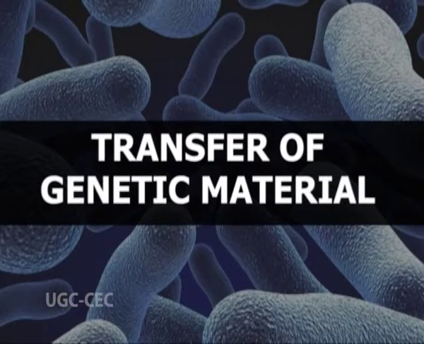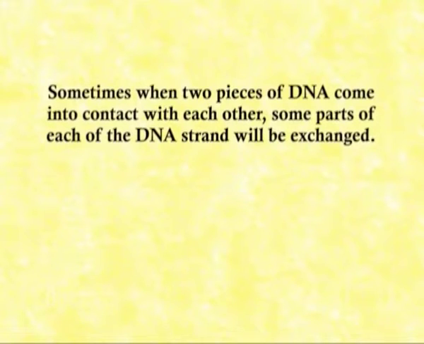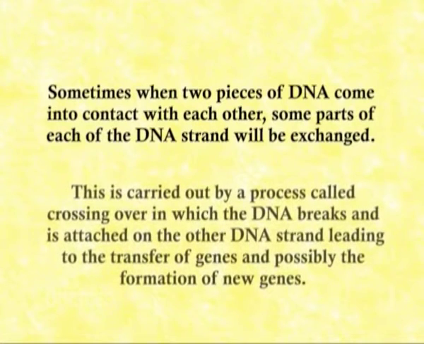So now we'll see the transfer of genetic material. Sometimes when two pieces of DNA come into contact with each other, some part of each of the DNA strands will be exchanged. This is carried out by a process called crossing over, in which the DNA breaks and is attached to the other DNA strand, leading to the transfer of genes and possibly the formation of new genes.